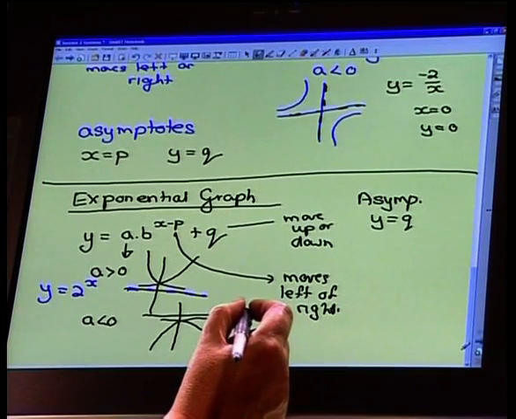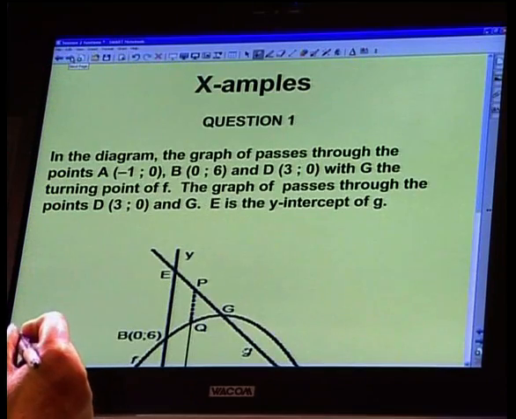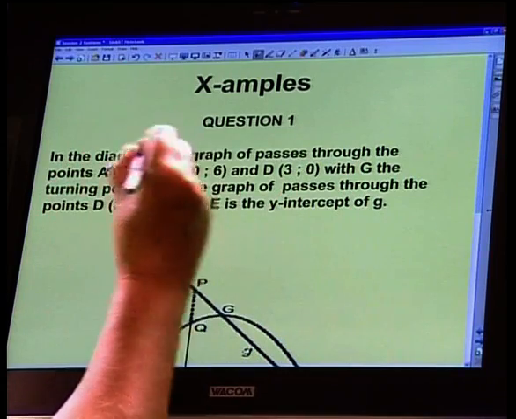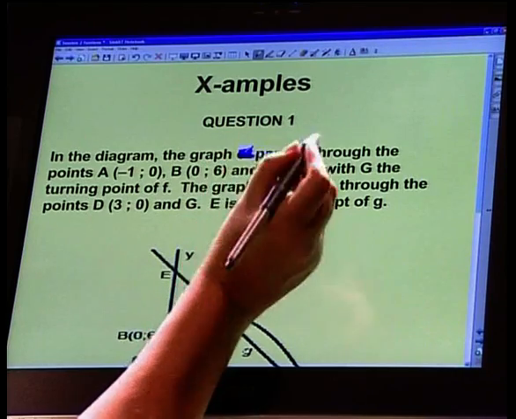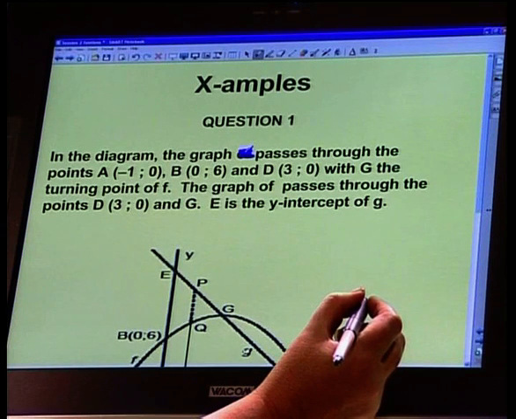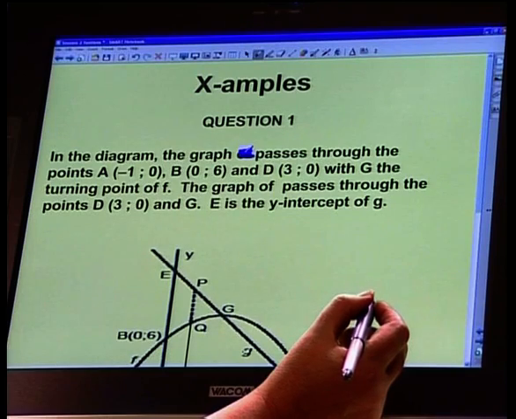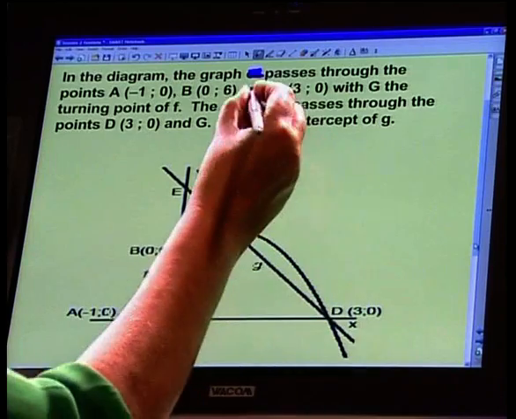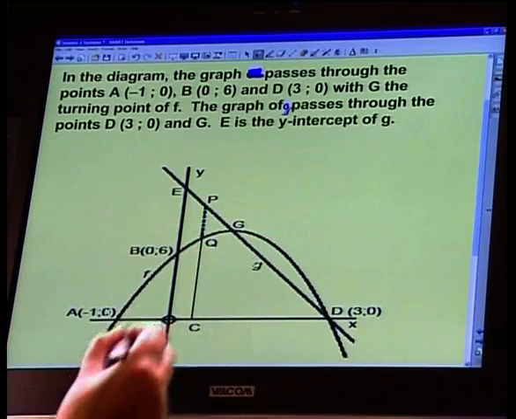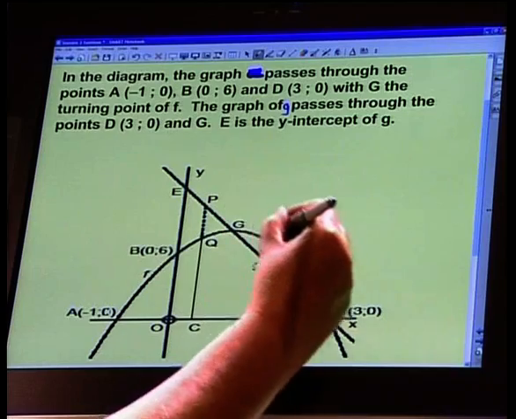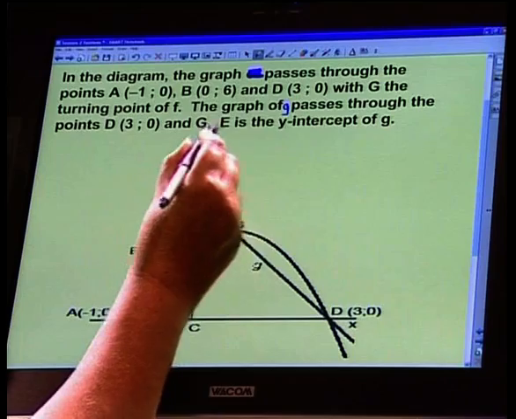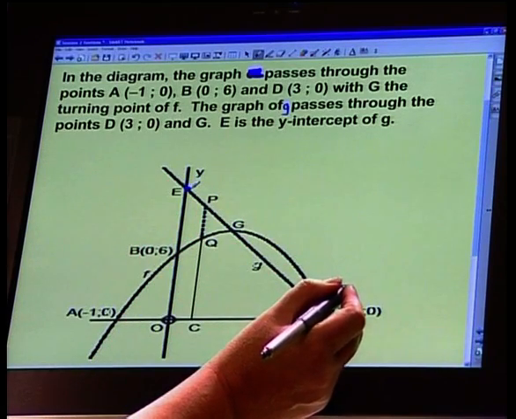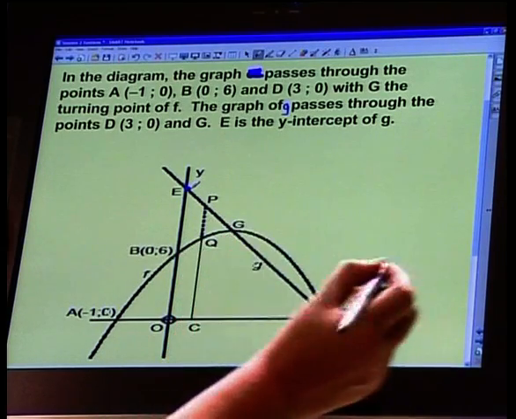Right, let's now go and look at a typical graph interpretation question. Okay, you can see here it says in the diagram, the graph passes through the points A, B, and C. So I think there's just a little bit of misprint there, not too serious, we'll just knock it out. Passes through the points A (-1, 0), B (0, 6), and D (3, 0), with G the turning point of F. So now this is another graph, and here's the graph of G, G being this graph here, and F being this graph here. E is the y-intercept of G, it's here, and we'll worry about that shortly when we see what the questions are asking.